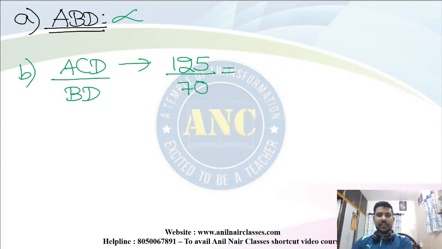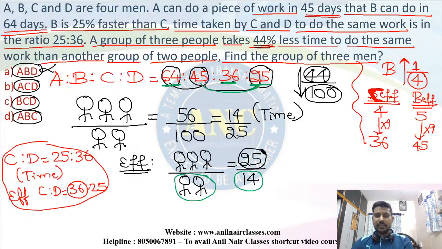That means if you calculate, how much is this? 5 into 25 is 125. 5 into 14 is nothing but 70. It is 25 by 14. That is exactly what I got earlier also.